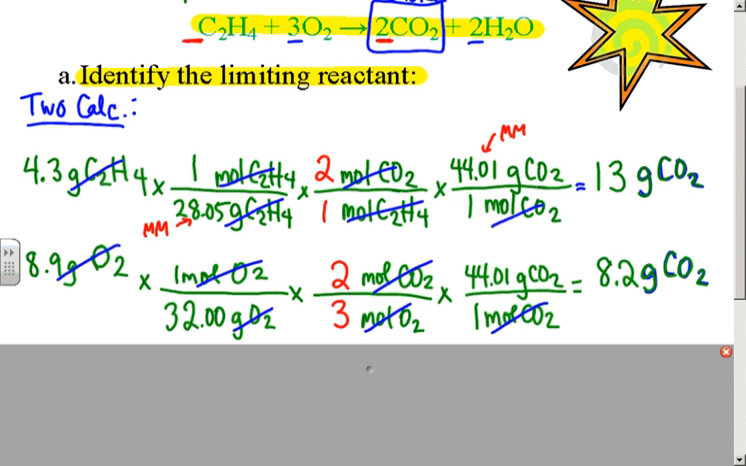Okay, so I did my second calculation. It's set up pretty much the same way as the first one. In the first one, we started with the ethane and turned it into CO2. In the second one, we started with the oxygen and turned it into CO2. Looking at these two calculations, what I'm going to do now is compare the answers. Let's look back at our steps and see what that told us to do.